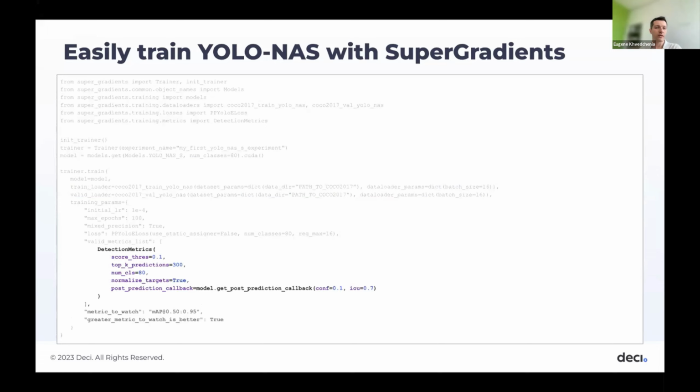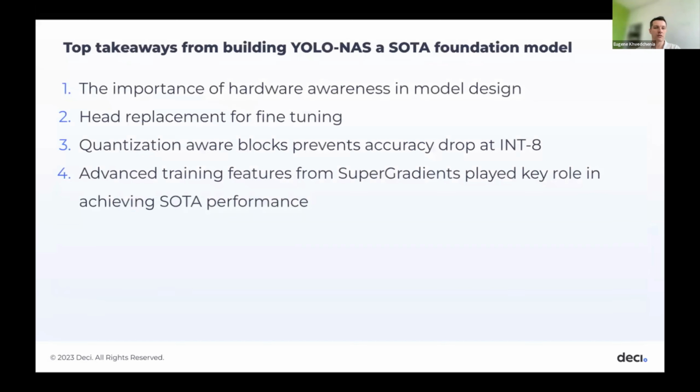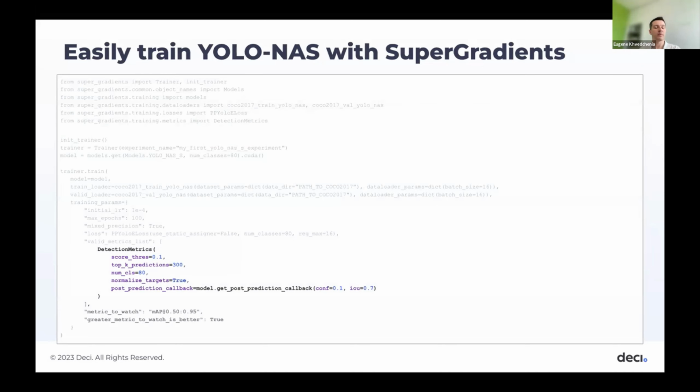We also provide the detection metric, which is mean average precision for you. You don't have to use the PyCOCO tools. Our implementation is DDP friendly and works in the PyTorch native tensors, so it's way easier to throw it in. And here you have it. That's the bare minimum example that would allow you to train the YOLO-NAS.